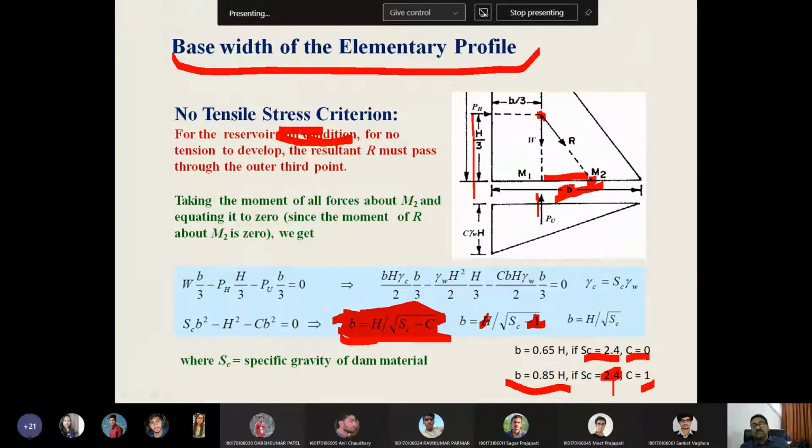So that is the best width. This is the first criterion, criterion number 1, that no tension is generated. No tension means the resultant of forces, considering only three forces here, passes through the junction of the middle third and outer third point.